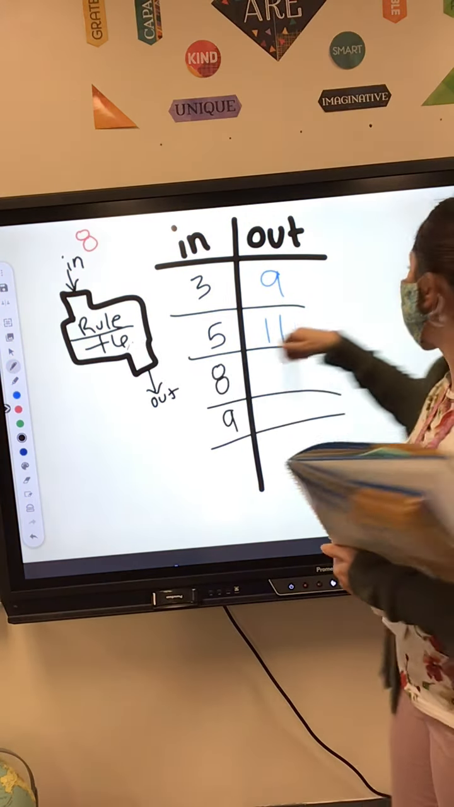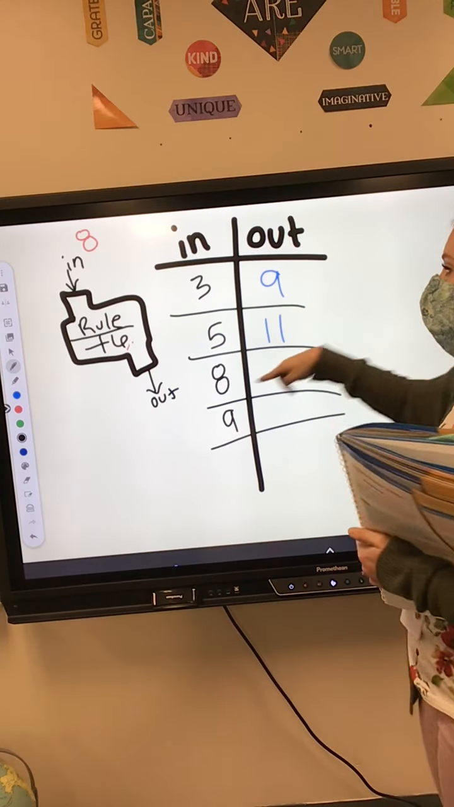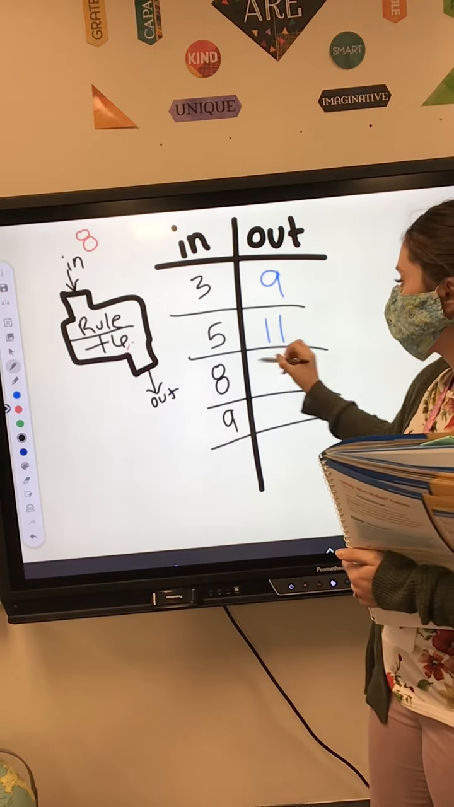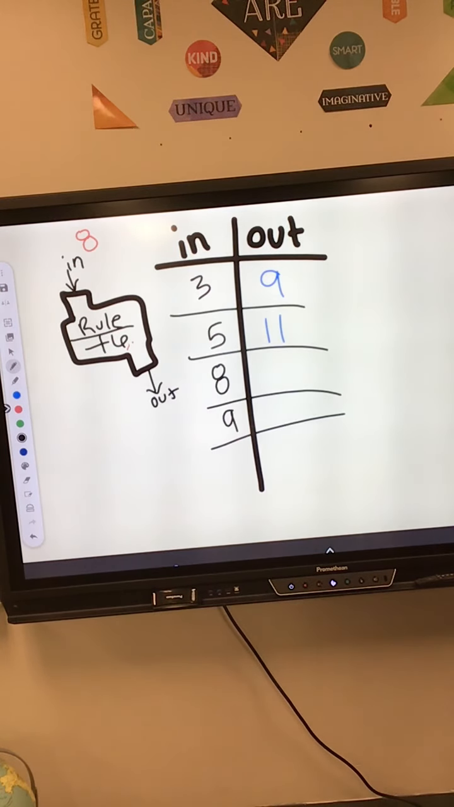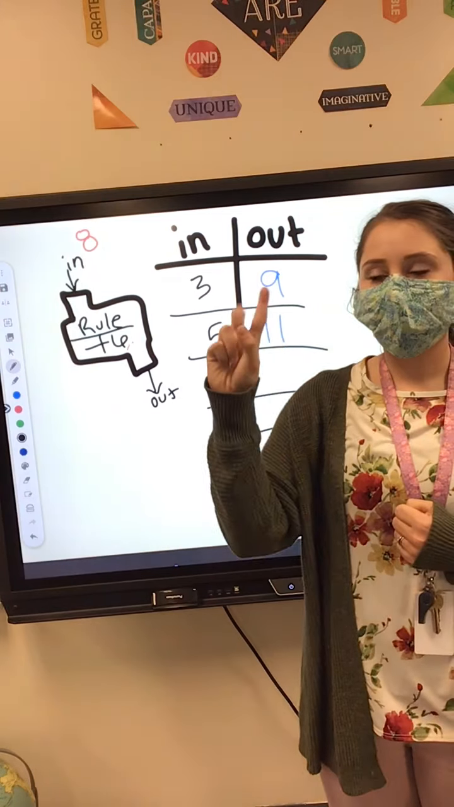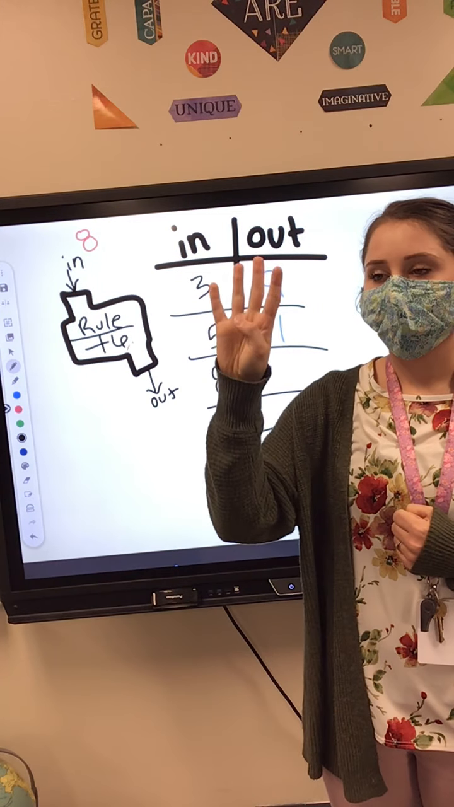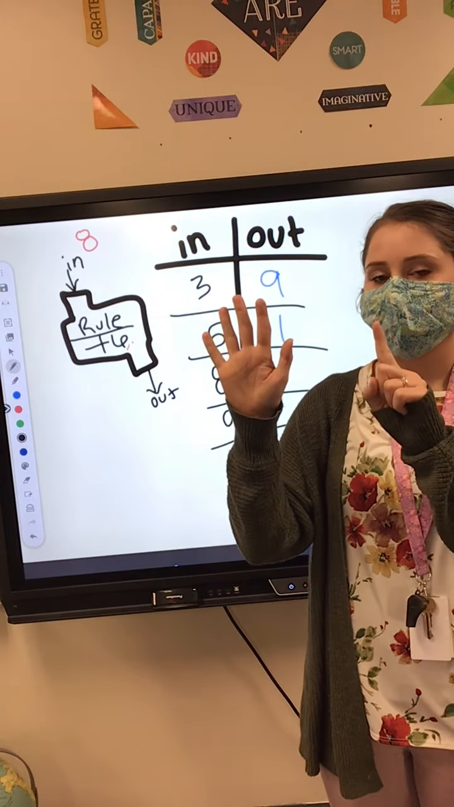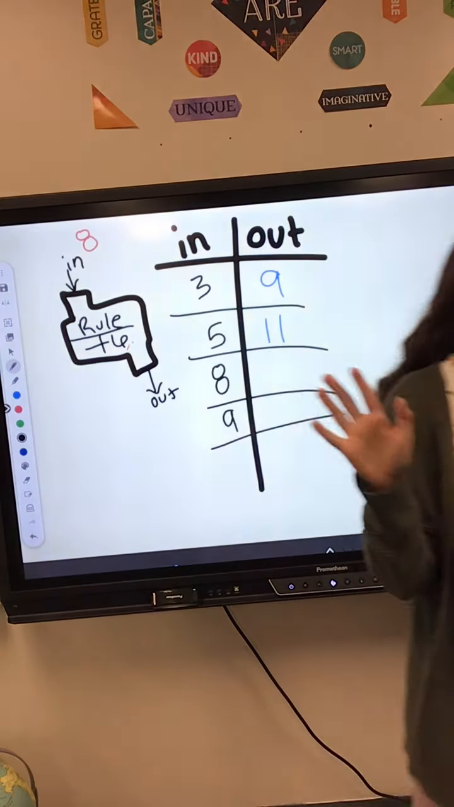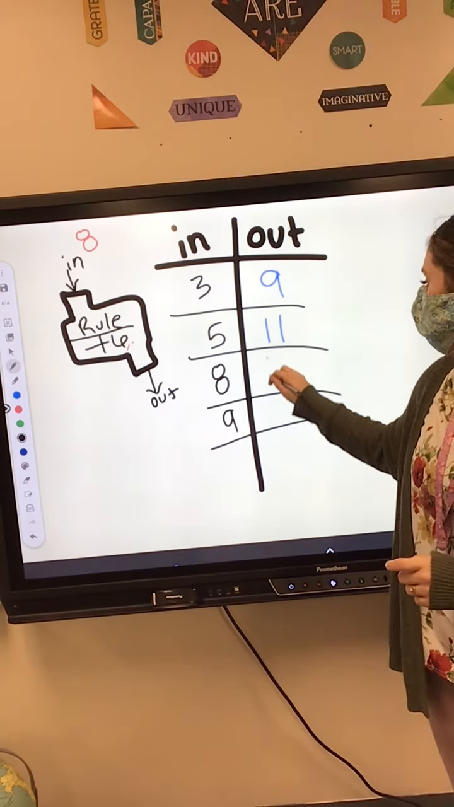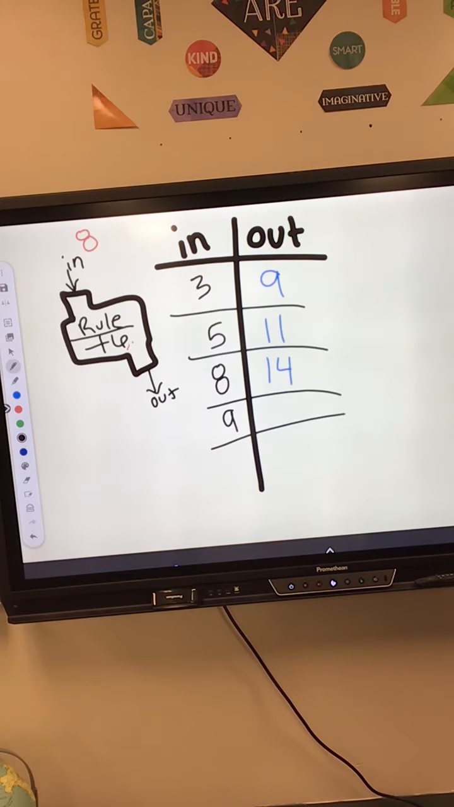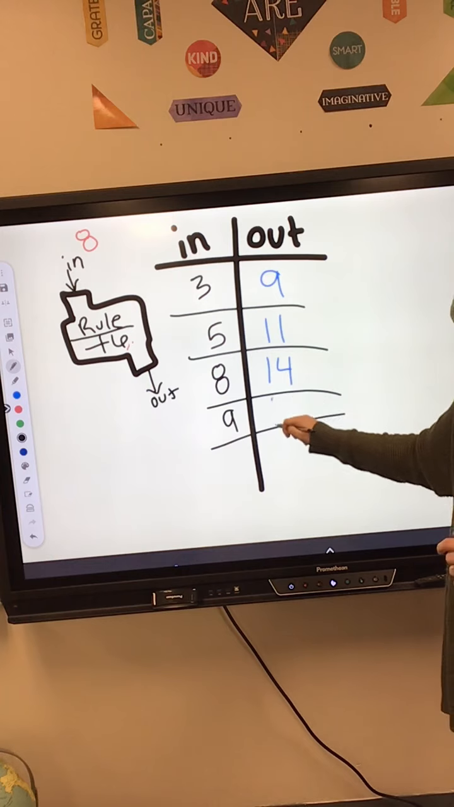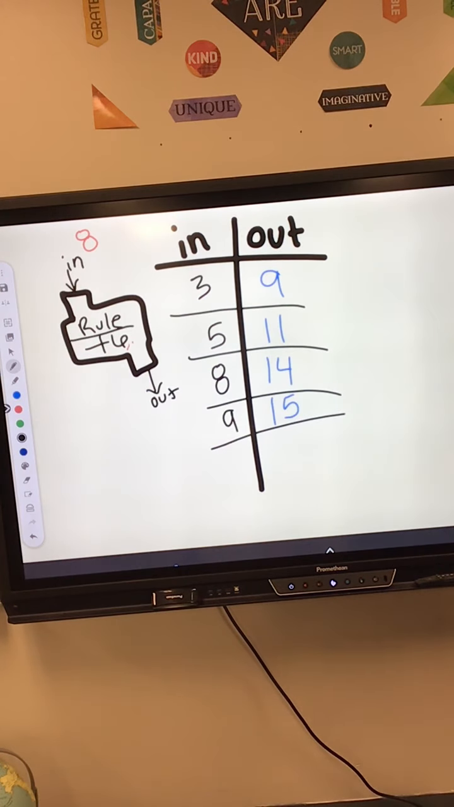You add 6. When you add 6 plus 8, what comes out the bottom? 14. Let's use our fingers to help us. 8, 9, 10, 11, 12, 13, 14. What comes out of the box? 14. What if we add 6 to 9? What comes out of the box? 15. Questions on the in and out box? Let's do another one.